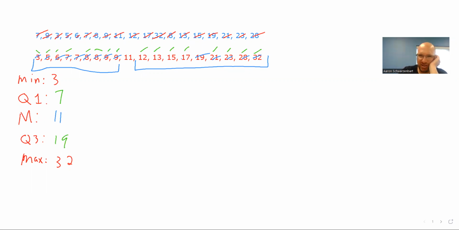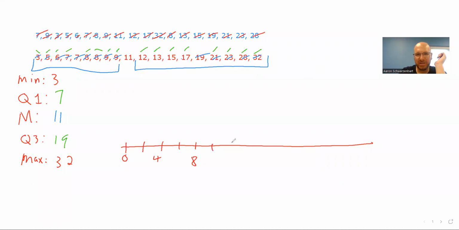So, my 5-number summary. My minimum is 3. My maximum is 32. I'm going to take a graph here. I'm numbering each one of these by 2s. And I'm going to graph my box and whisker plot, often abbreviated as just a box plot.